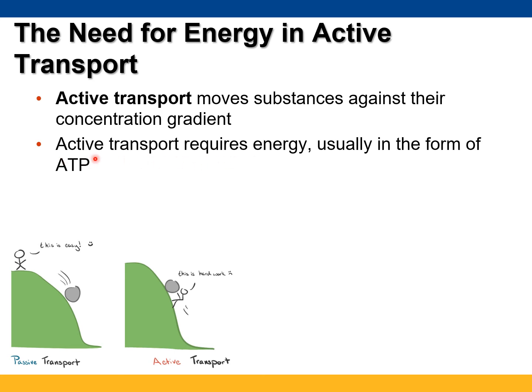Usually requires some kind of energy, usually in the form of ATP. If we have direct active transport, we call it primary active transport. ATP is used in the enzyme complex to do that work. We do have other forms of active transport that are indirect, but still require ATP at some point.